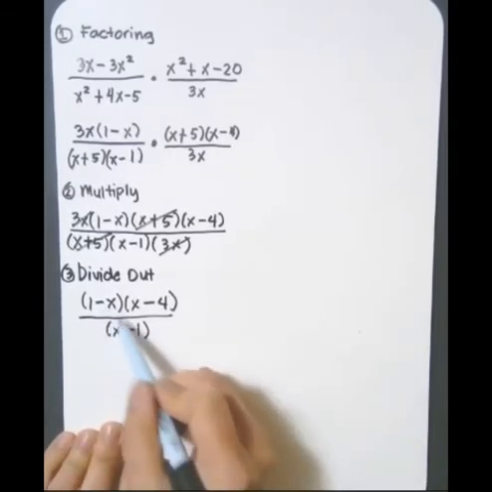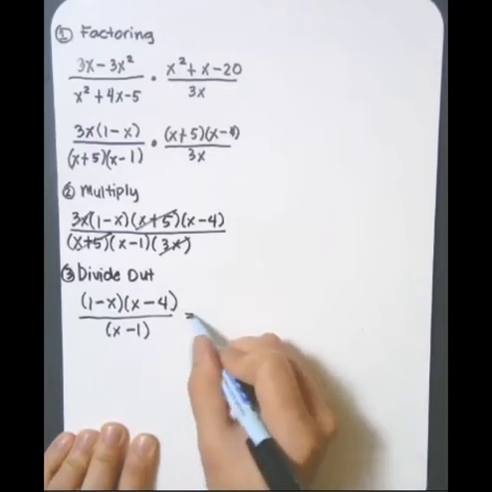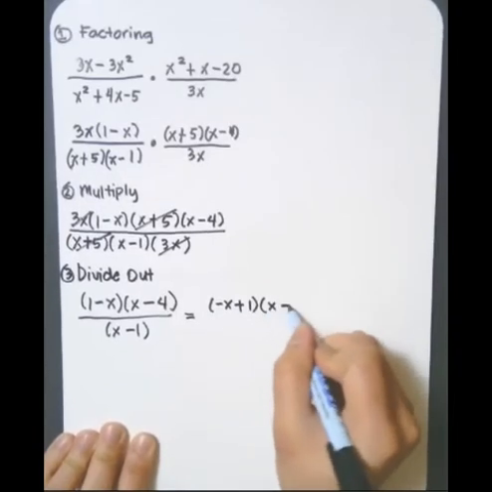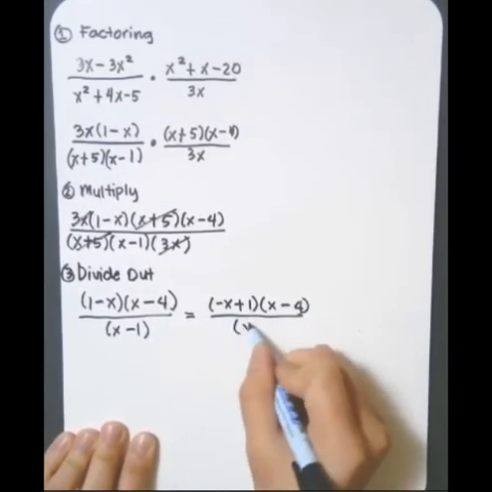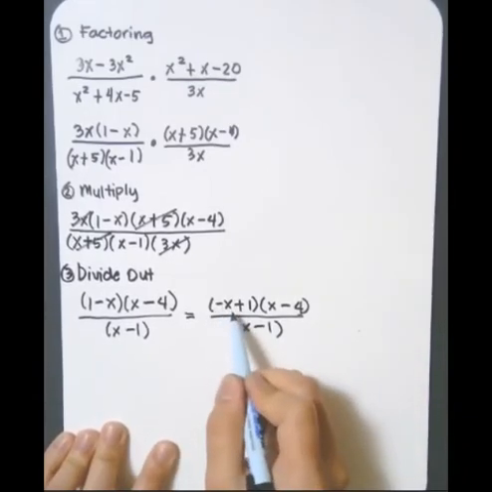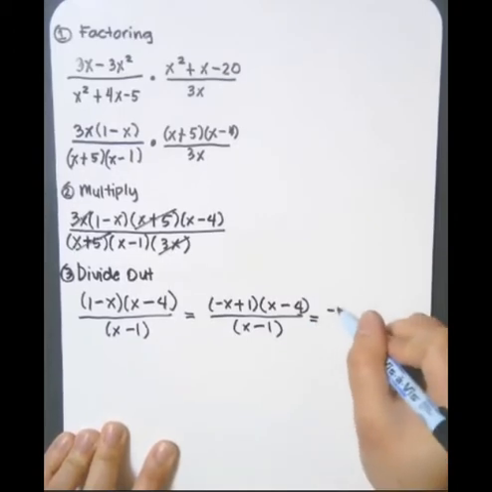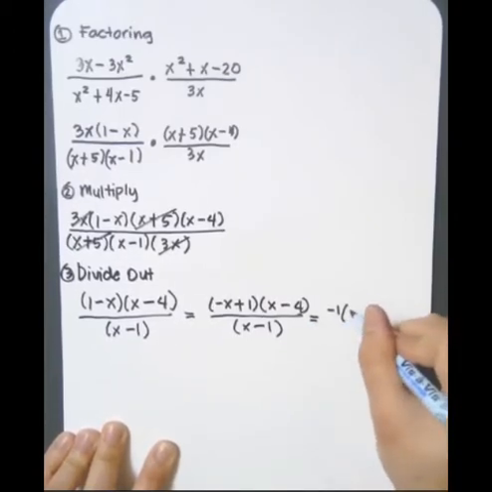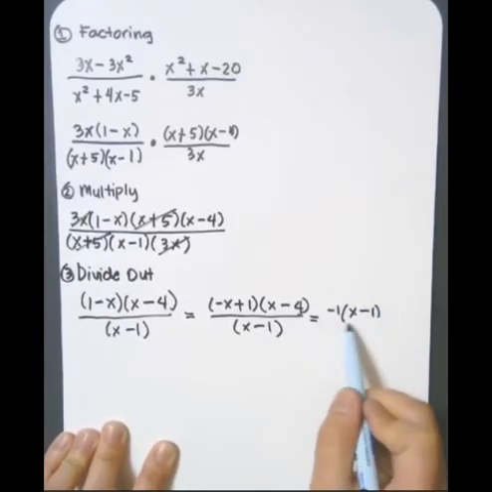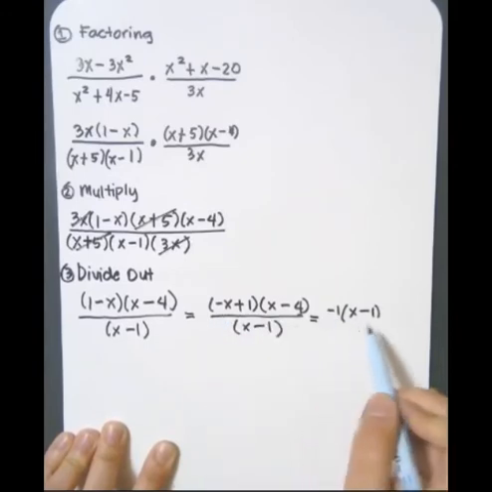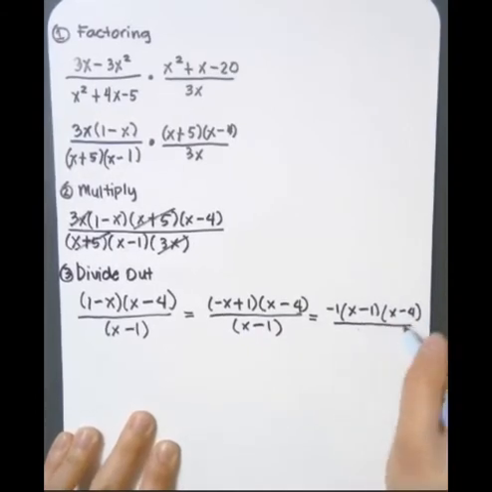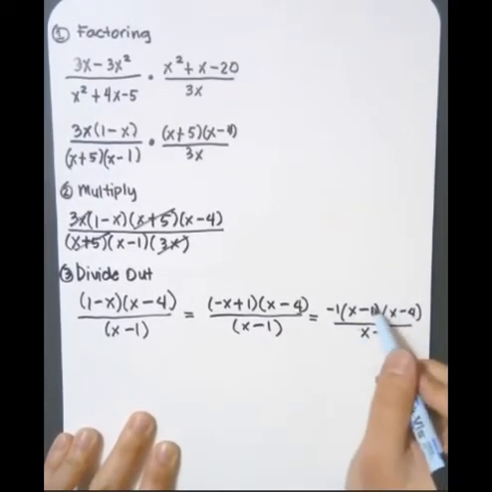As you can see, these two are somewhat similar, but if we rewrite this expression, it will become negative x plus 1, which is not the same as x − 1. What we will do here is rewrite by getting the common factor, which is negative 1. So I will factor that out, −1, because negative 1 times x is negative x, and negative 1 times negative 1 is positive 1. (x − 4) all over (x − 1). I can now divide this out.